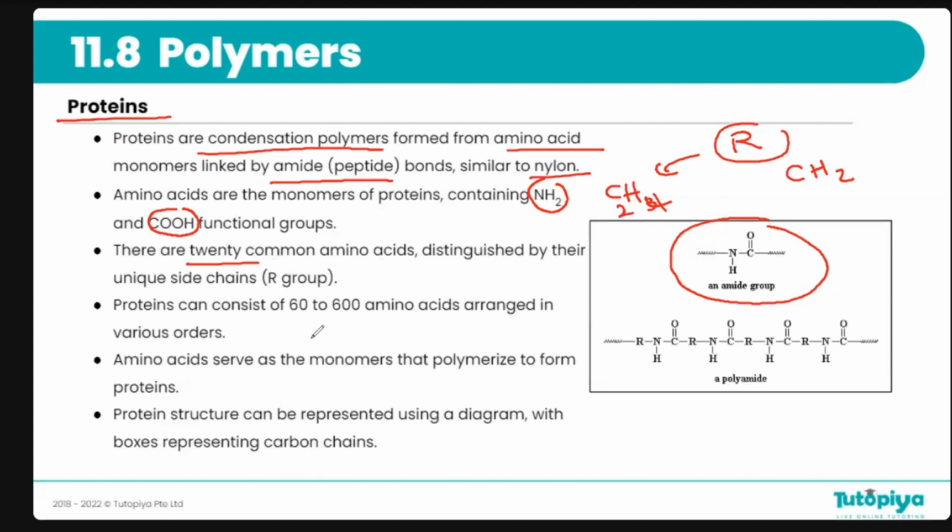And proteins can have 60 to 600 amino acids arranged in different orders. So there are different types of proteins depending on this arrangement and different types of amino acids used. And proteins is one of the most commonly found natural polymers everywhere, in our hair, in our body tissues. Proteins are very common natural polymers.